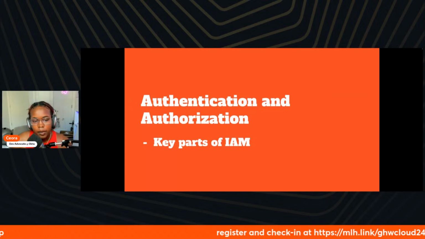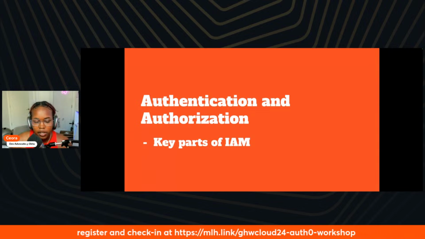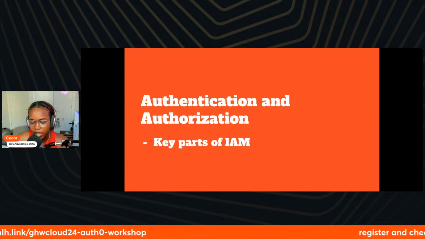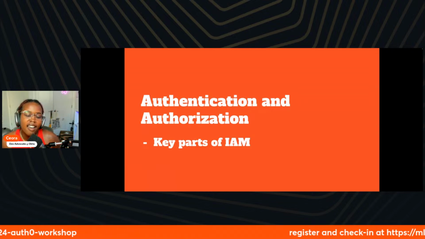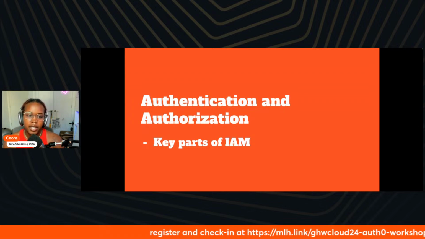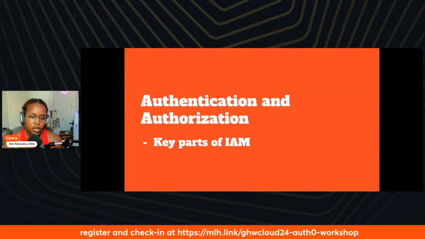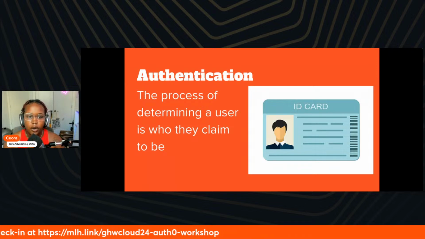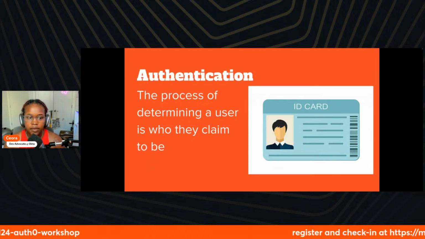In computer science, we're not the best at naming things. I do think authentication and authorization are the best names for these specific things, but they're so close to each other, it's easy to get them confused. So let's set the record straight and define authentication and authorization, which are the two key parts of identity access management. Authentication is the process of determining a user is who they claim to be.